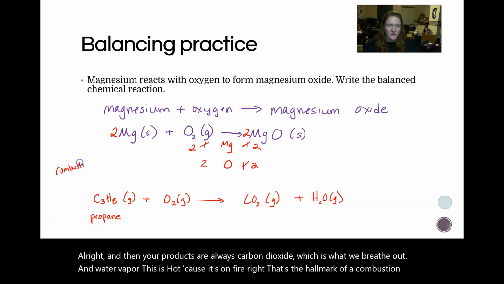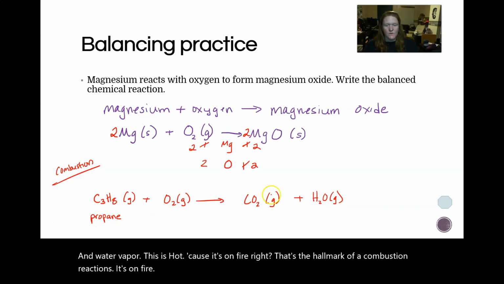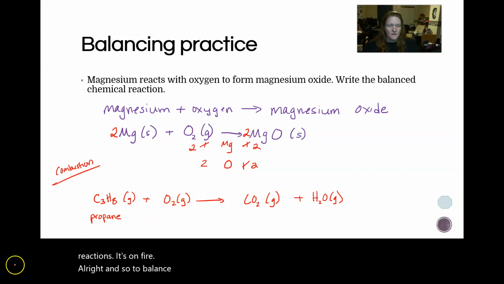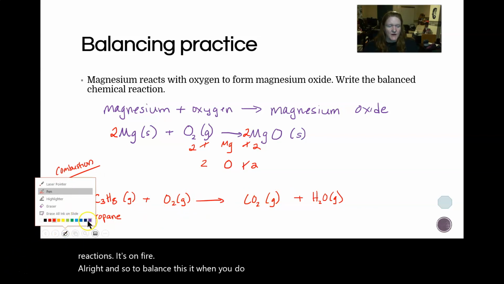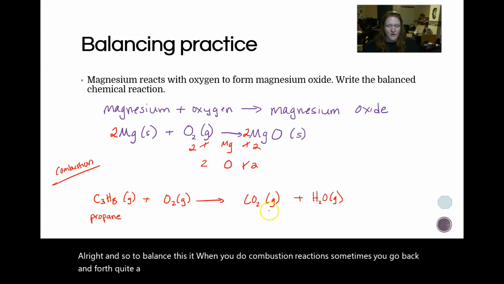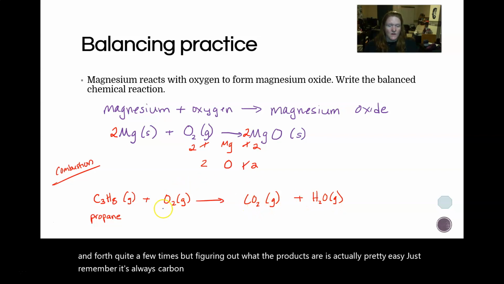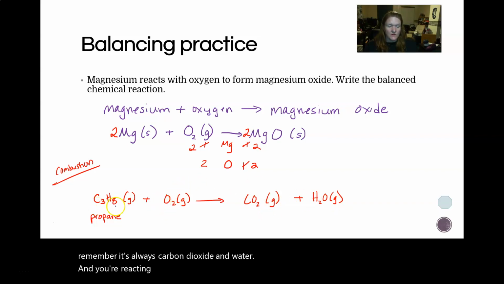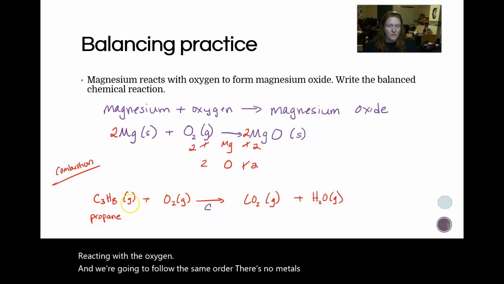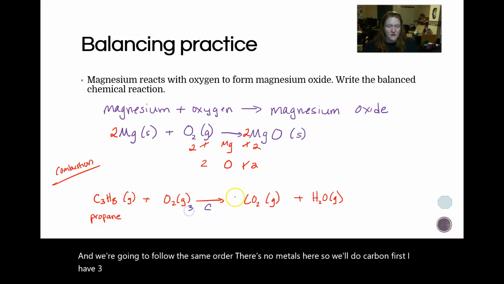It's on fire. All right, and so to balance this, when you do combustion reactions, sometimes you go back and forth quite a few times, but figuring out what the products are is actually pretty easy. Just remember, it's always carbon dioxide and water. And your reactant is whatever the fuel is, usually hydrogen and carbon, reacting with the oxygen. And we're going to follow the same order. There's no metals here, so we'll do carbon first. I have 3 on the left, which means I have to put a coefficient of 3 on the right.